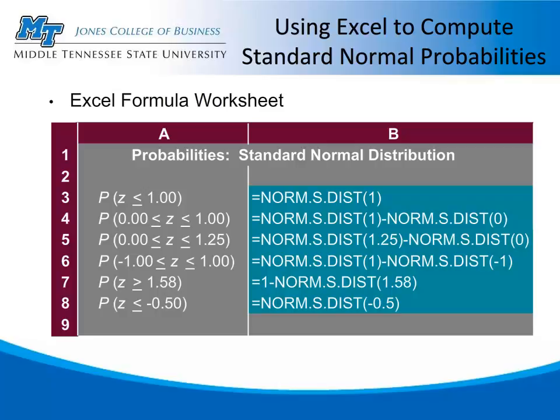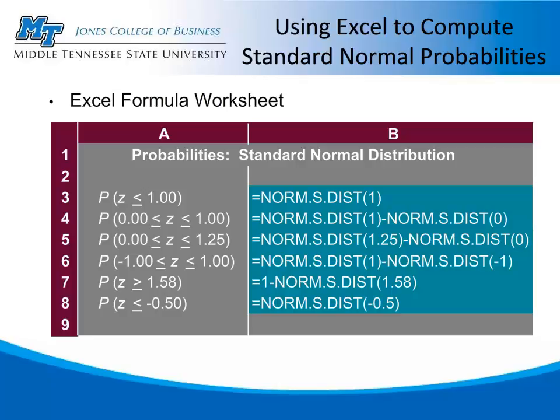Now, the one that's in A4, we're trying to get the probability that's between 0 and 1. Well, the function that's in Excel works to the left. It's less than or equal to. So we can take the probability that's less than or equal to 1 and then take off the part that's less than or equal to 0, which is going to be 0.5.